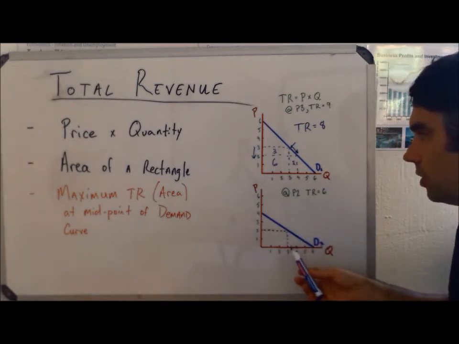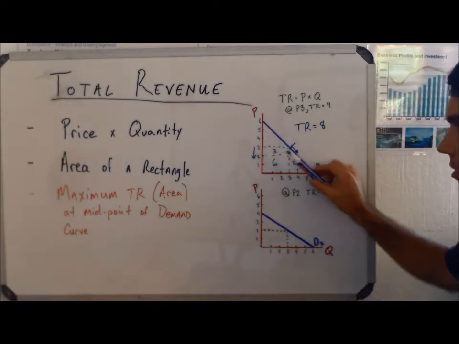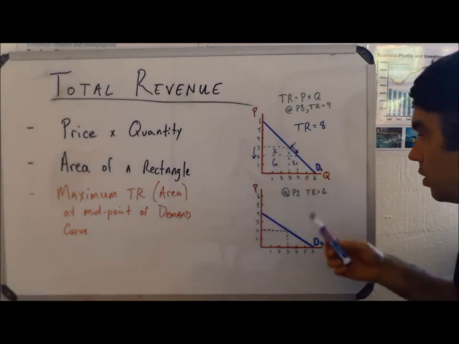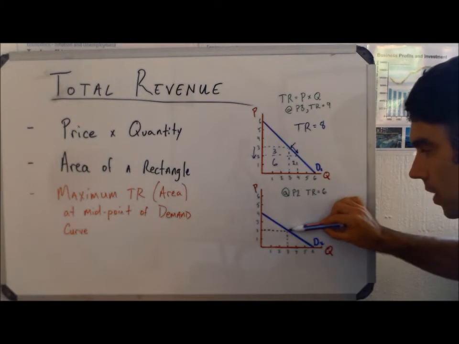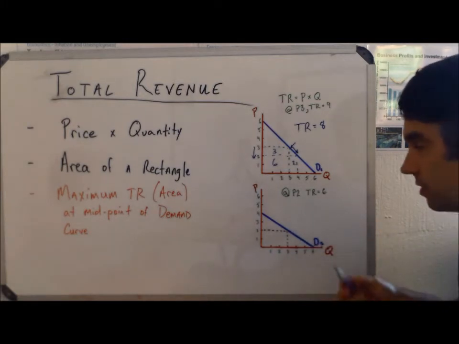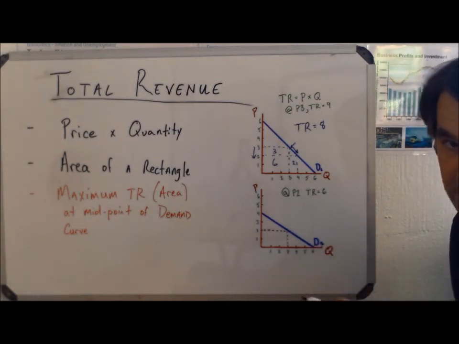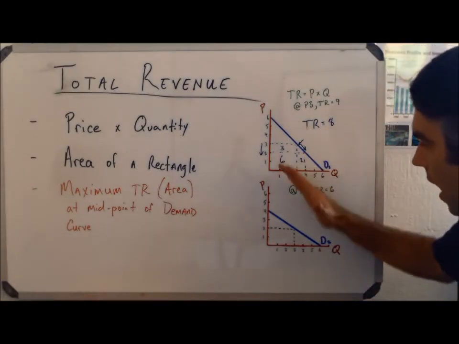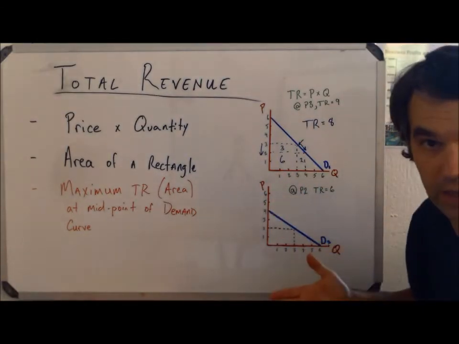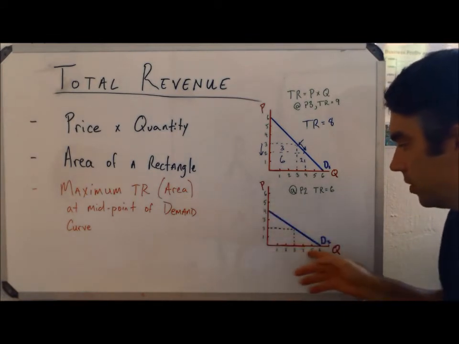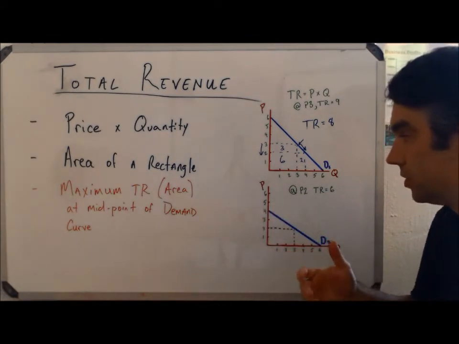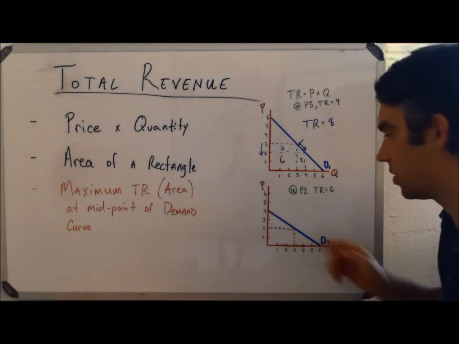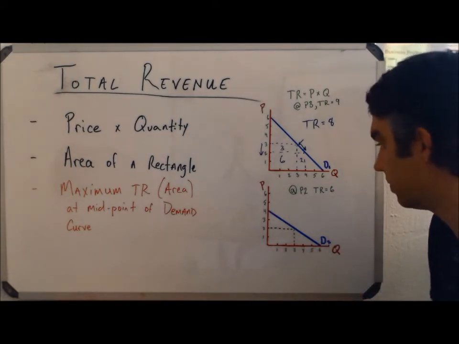The same is true no matter what happens to the shape or the angle of the demand curve. No matter what, that middle point is going to be the best place for us to put the price. It's going to maximize our total revenue. This is going to hold true no matter what happens to the angle of the demand curve. No matter what you do to the scale, no matter what you do to the prices that you're looking at, this is always going to hold true. Let's look at the second demand curve and figure this out.